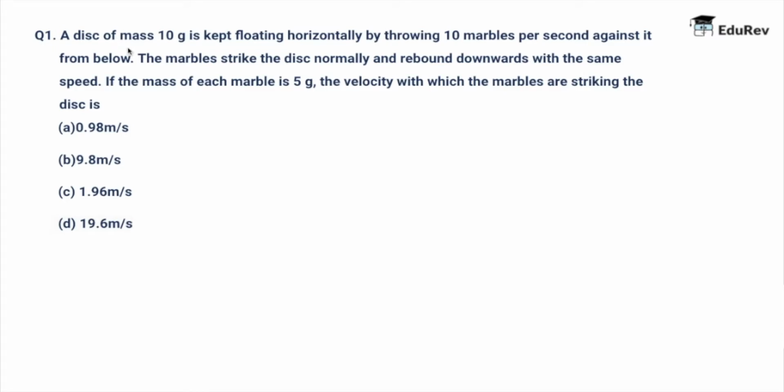Question 1 states, a disc of mass 10 grams is kept floating horizontally by throwing 10 marbles per second against it from below. The marbles strike the disc normally and rebound downwards with the same speed. If the marble has a mass of 5 grams each, the velocity with which the marbles are striking the disc is what? Now the mass of disc, that is capital M, is 10 grams and that is given. I can write 10 grams as 0.01 kg, whereas mass of each marble is 5 grams, given as 0.005 kgs, correct?